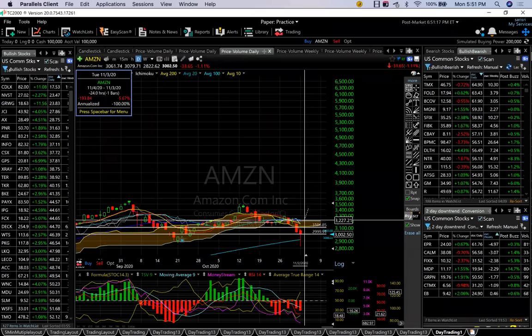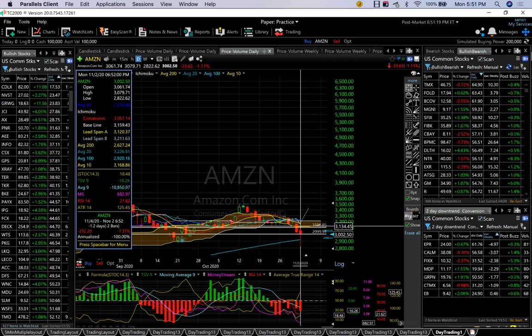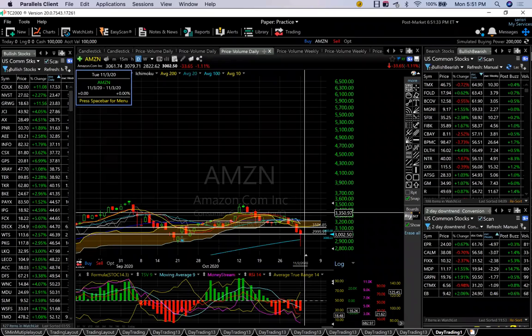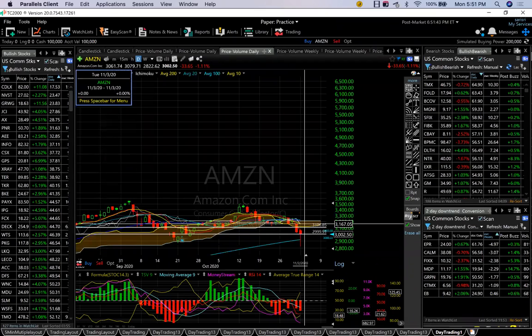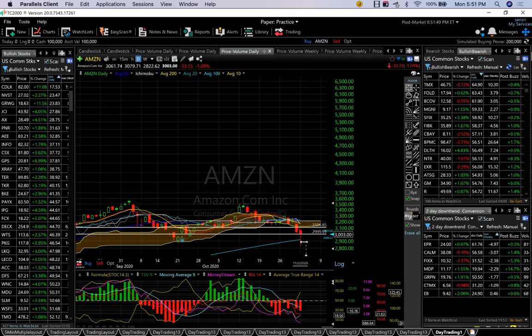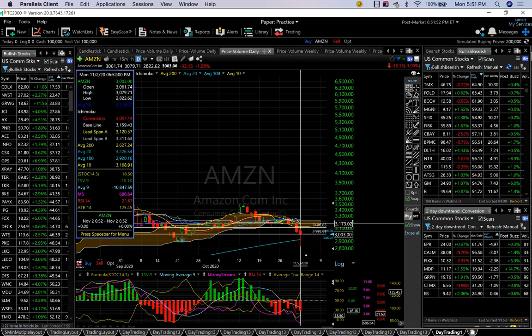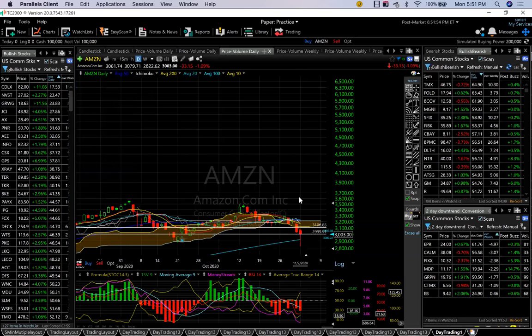The bottom of the cloud is at 3,120 and the top of the cloud is at 3,211. So max what I'm expecting, the baseline is at 3,247 and the conversion is at 3,155. At the time I don't expect these things to cross all of them, but you might expect a move to the conversion line, which is 3,155. And then we might see a retracement a little bit. So that is how you trade it.